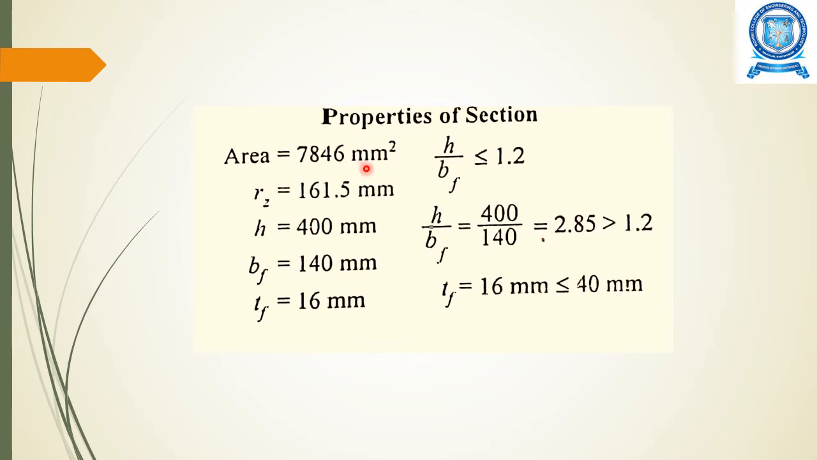Area is 7846 mm square. RZ is equal to 161 mm. H is equal to 400 mm. BF is equal to 140 mm. TF is equal to 16 mm.